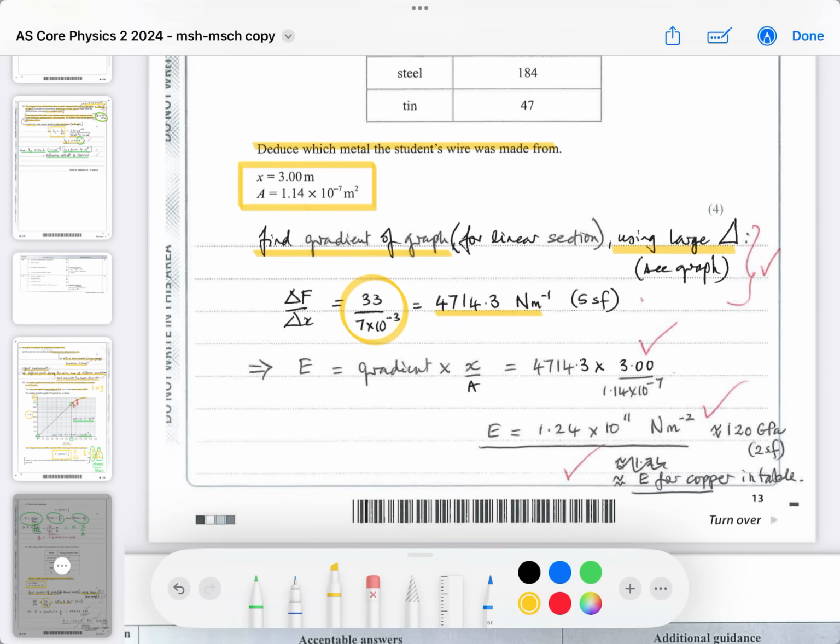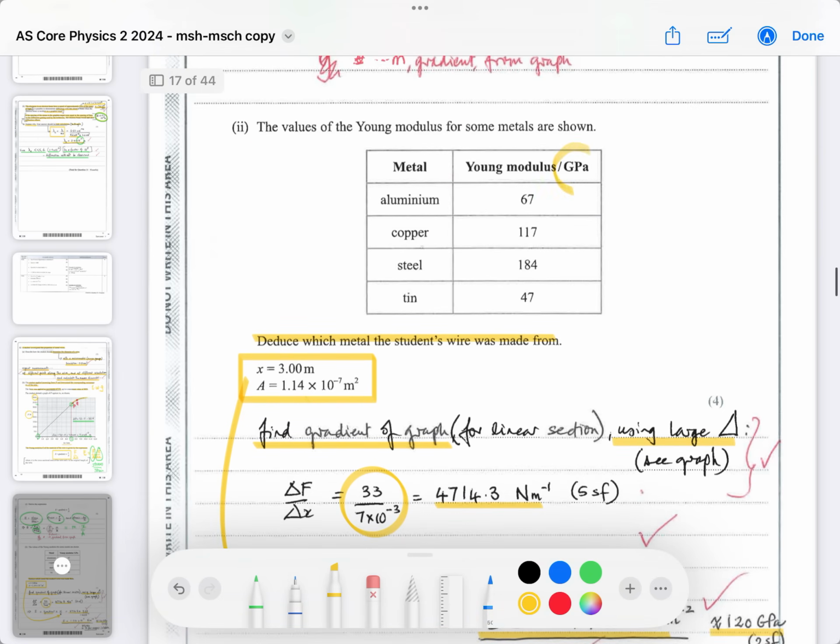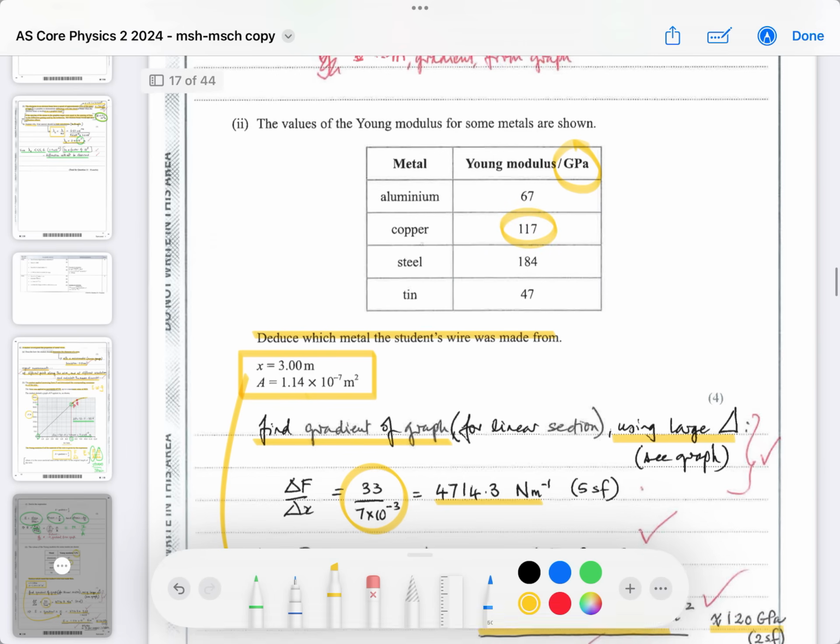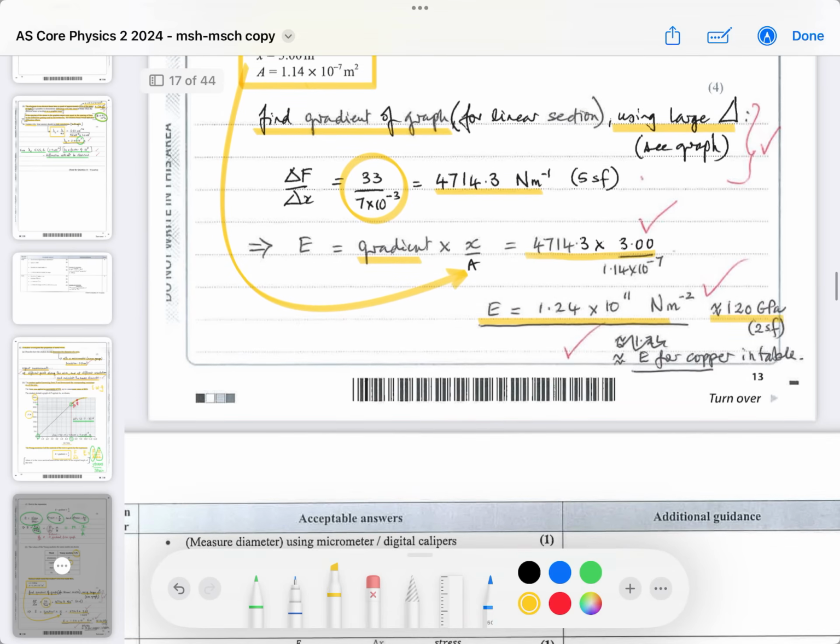4,714, and then you multiply this gradient by the values here, and you just put the numbers in, and you get the answer of 1.24 times 10 to the 11 newtons per square meter, which is approximately 120 gigapascals. Why am I doing that? Because the data is given in gigapascals, and 120 is quite close to copper, which is less than 3% uncertainty. Okay, it is approximately equal to copper in the table. Yeah, 3 out of 120 is pretty close.